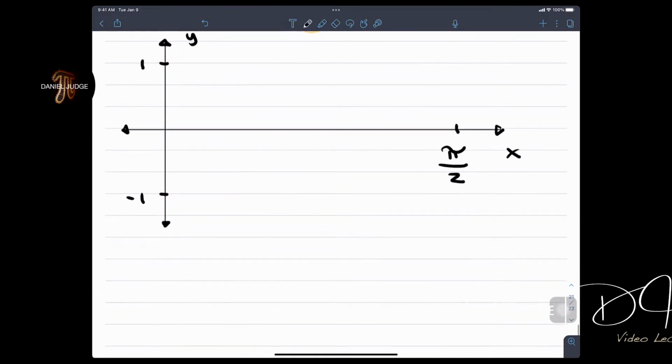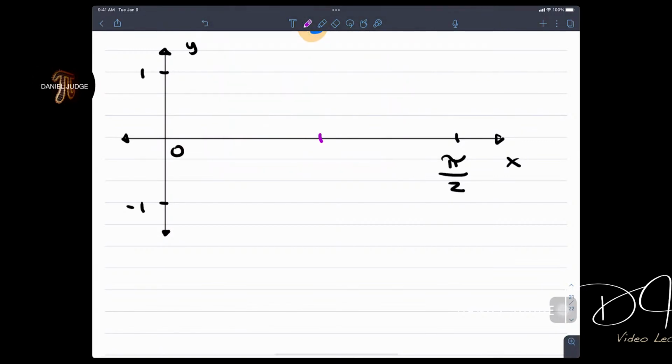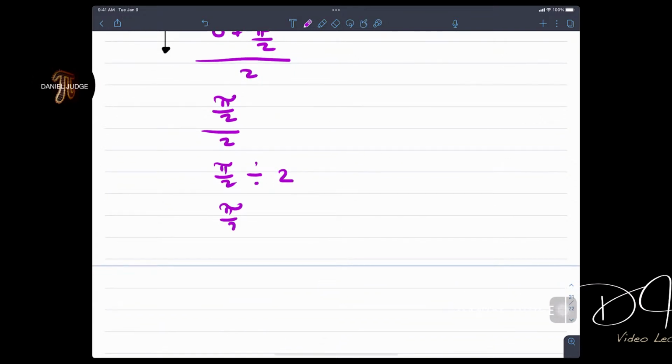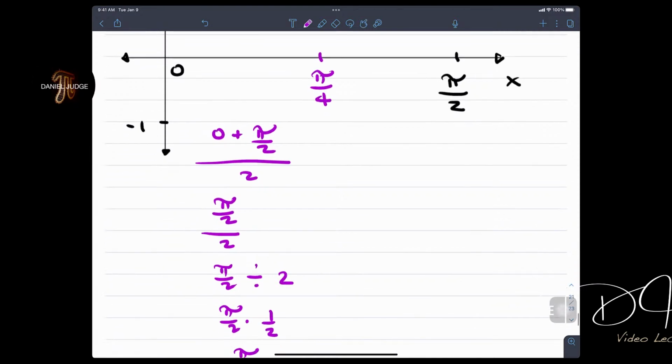So we're back again trying to find the midpoints. 0 to pi over 2. So midway between 0 and pi over 2, ladies and gentlemen, add them, divide by 2. 0 plus pi over 2 is pi over 2. Divided by 2, which is pi over 2 times 1/2, and that gives us pi over 4. So here you go, pi over 4.